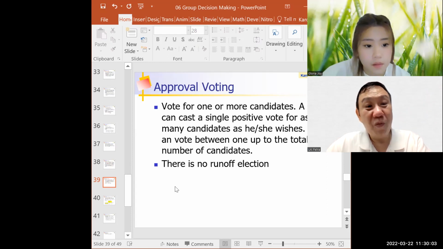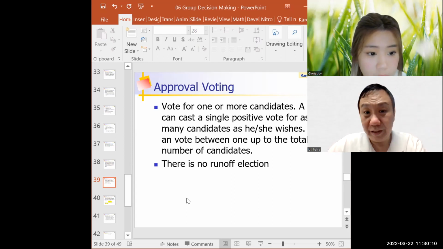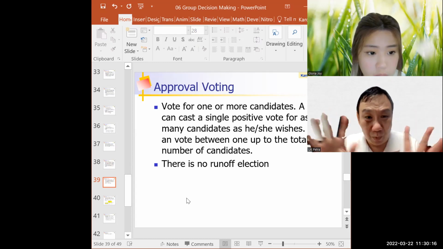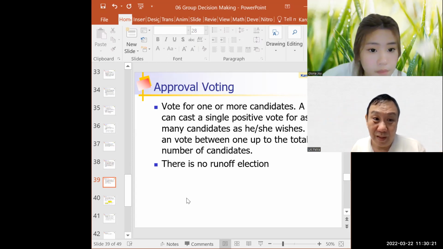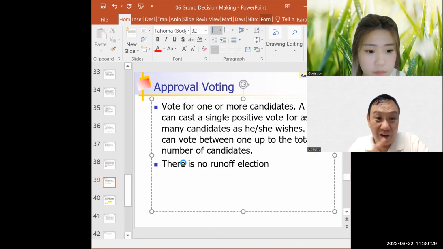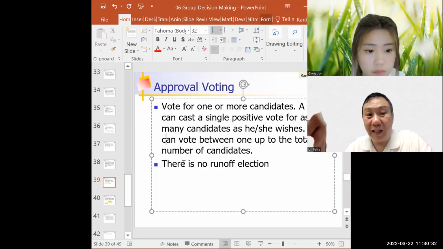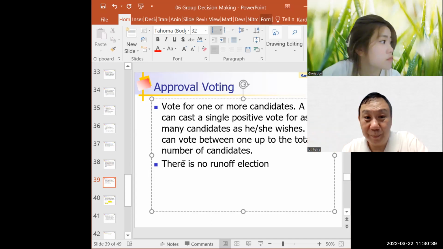Last but not least is approval voting. What is this? Vote for one or more candidates. A voter can cast a single positive, only positive, for as many candidates as he wishes. So the voter can vote between one up to the total number of candidates. And there is no runoff election.